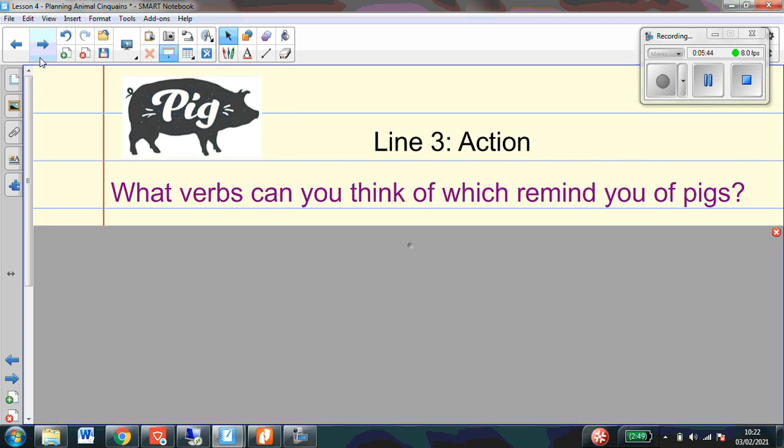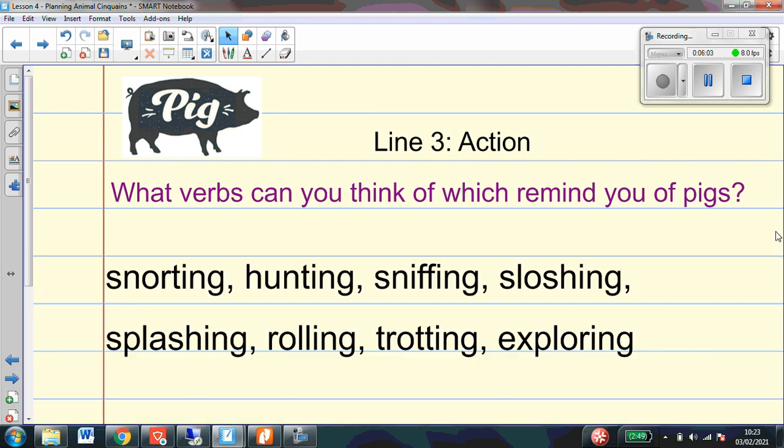On to the actions, any verbs that we can think of which remind us of pigs. Have a pause here for me and see if you can think of any verbs. I wonder if you thought of any of the ones that I have come up with. I thought of snorting, hunting, sniffing, sloshing, splashing, rolling, trotting, exploring. All of these were words I thought of when I was thinking about pigs.